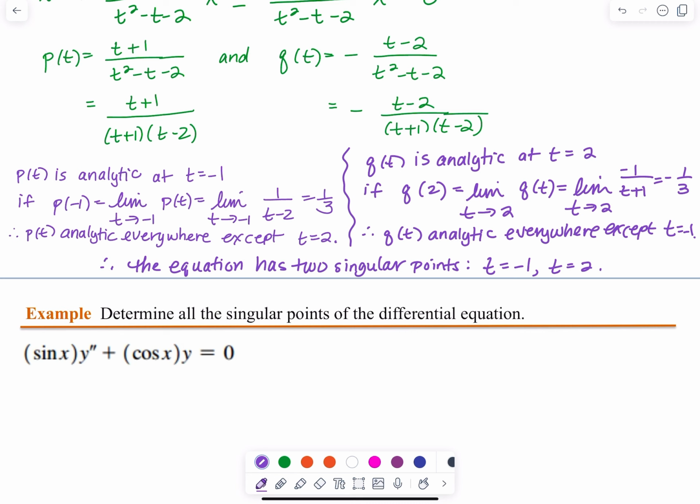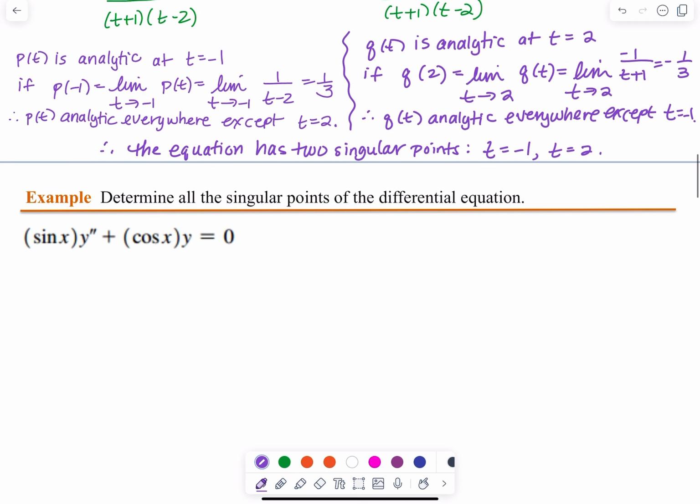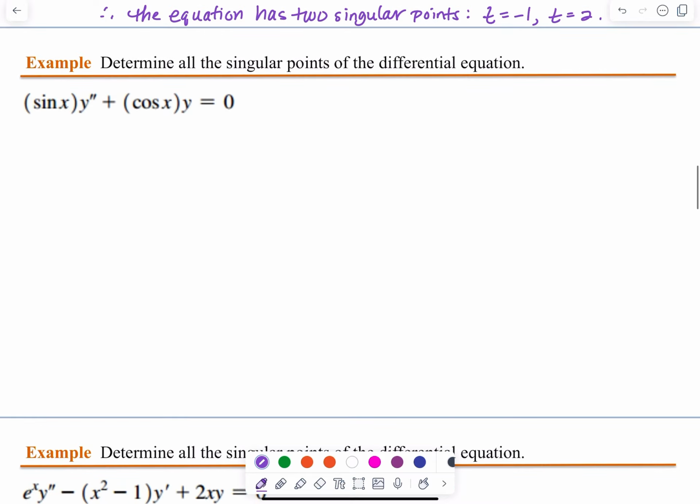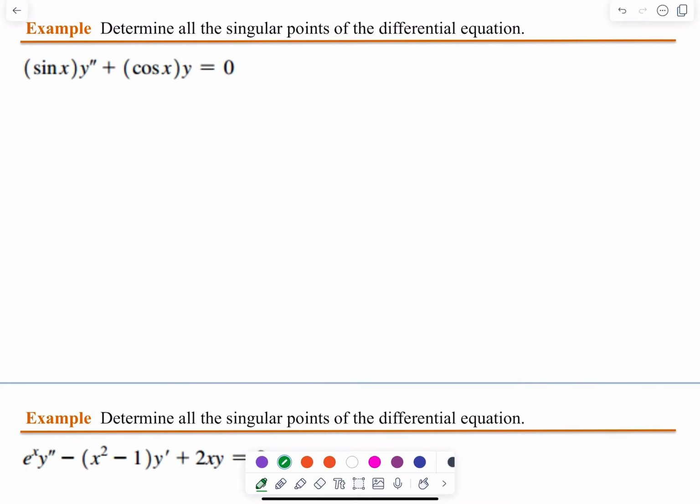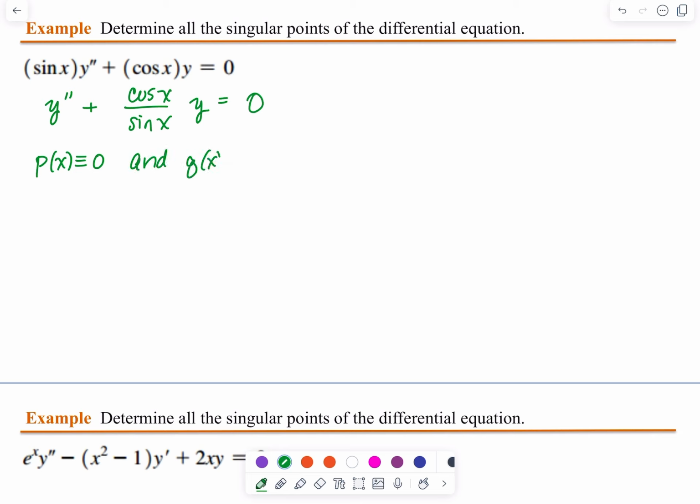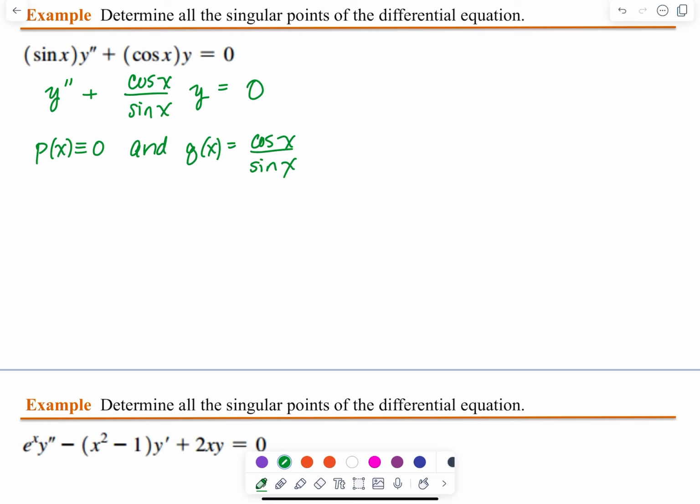Okay, let's take a look at our next differential equation. We are looking for our singular points. So again, we will write our equation in the form dividing every term by the sine of x. So we have that p of x is identically equal to 0. And we have q of x. Of course, this is the cotan of x, but we have the cosine of x divided by the sine of x. Now, this is a quotient of two analytic functions.